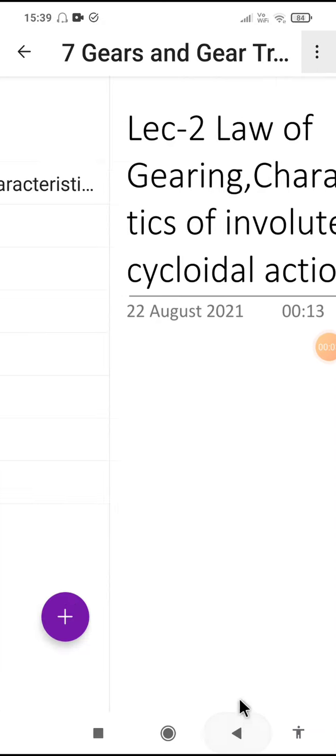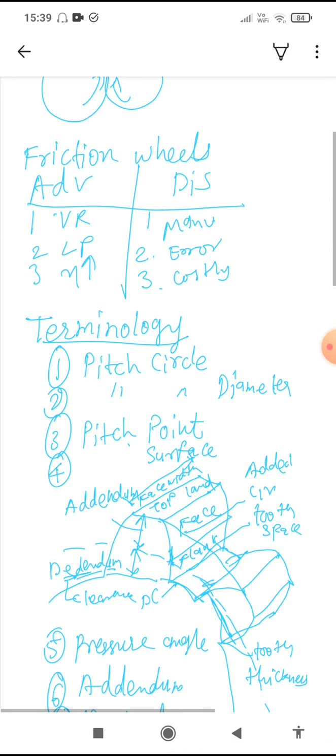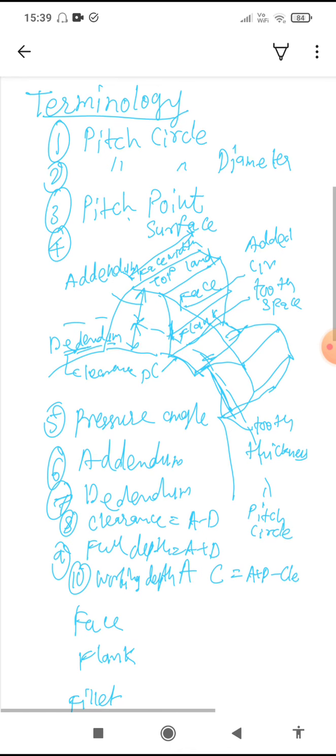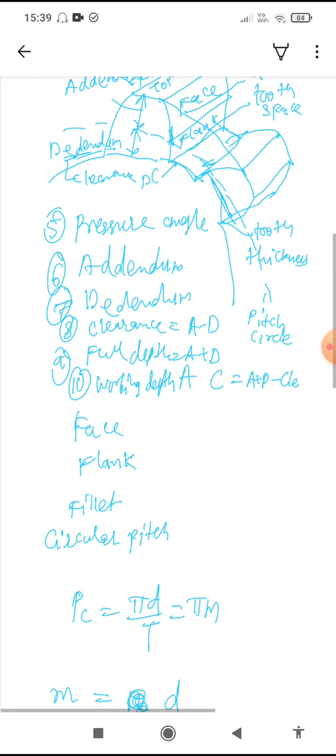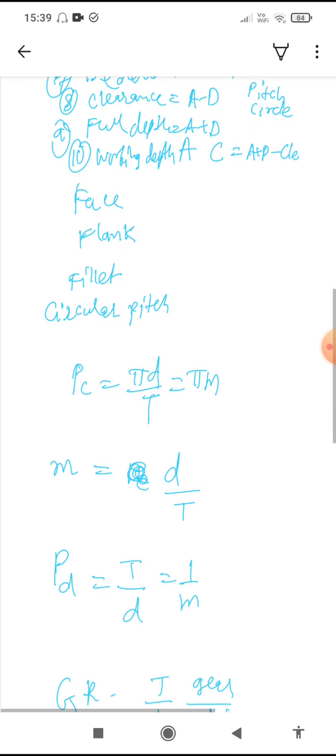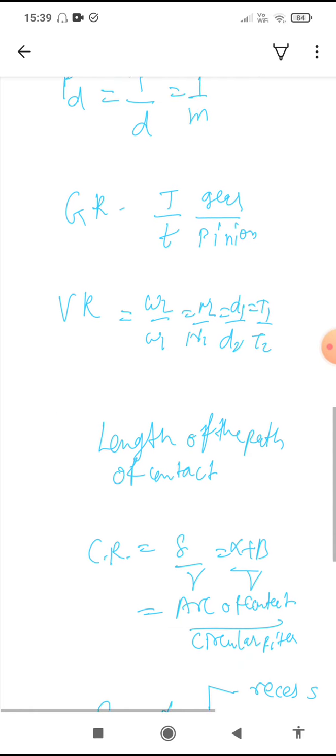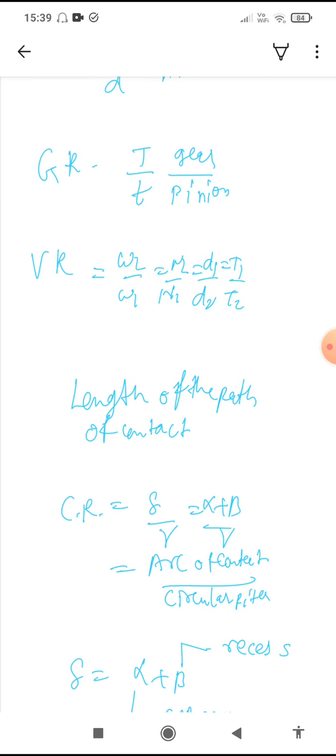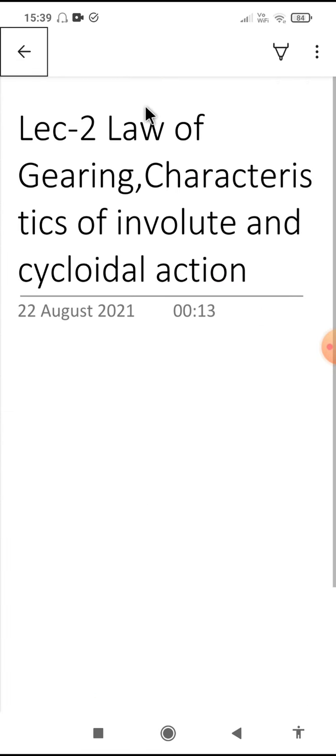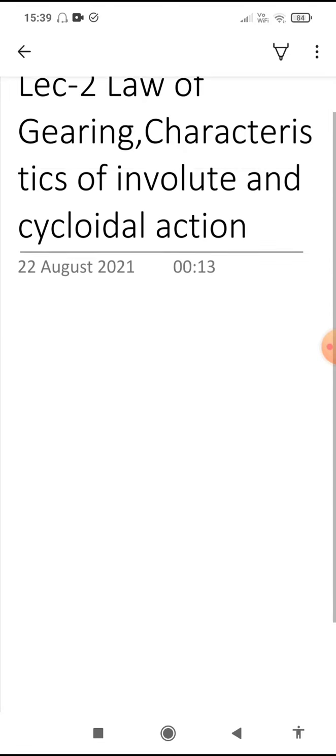So in the last lecture, we have seen various terminologies related to gears. That is, various definitions like pitch circle, pitch point, pressure angle, addendum, dedendum, clearance, face, flank, gear ratio, velocity ratio, etc. So today we are going to see the law of gearing and characteristics of involute and cycloidal action. So first we'll start with the law of gearing.